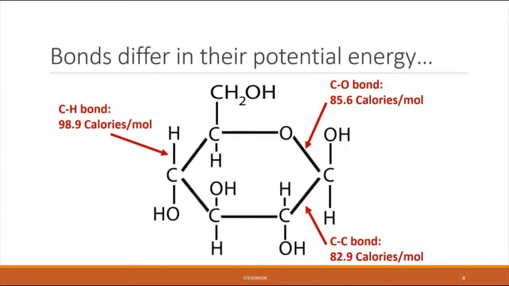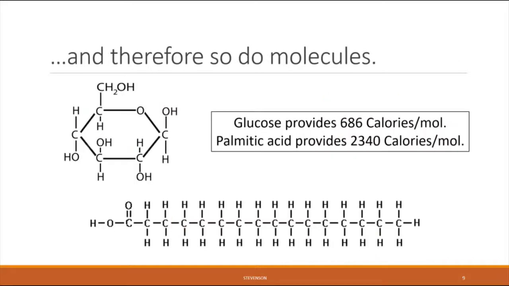Therefore, it makes sense that, because every molecule is structured differently, different molecules contain different amounts of energy that can be derived by living organisms. So overall, if you take all of the chemical bonds together in a molecule of glucose, together they provide 686 calories per mole, while down here at the bottom of the screen, we see a molecule of palmitic acid, which is the primary fatty acid found in the lipids that make up corn oil. Palmitic acid, on the other hand, provides 2,430 calories per mole.